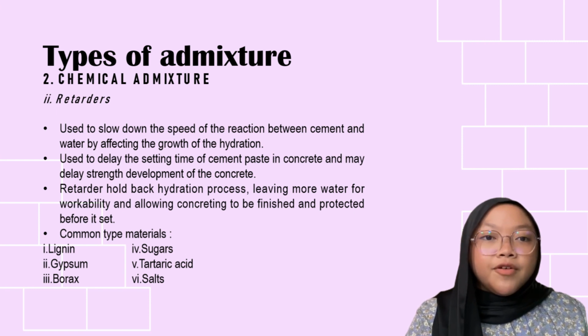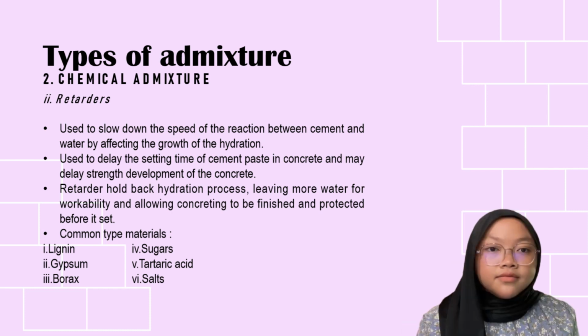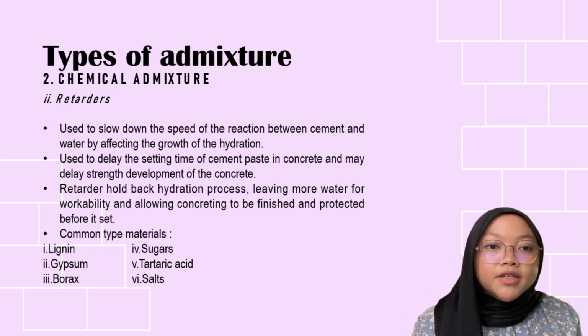Now I'm going to explain another type of admixture, which is chemical admixtures. One of the chemical admixtures is retarders. Retarders are used to slow down the speed of the reaction between cement and water by affecting the growth of hydration. Retarders are also used to delay the setting time of cement placed in concrete and may delay strength development of the concrete.